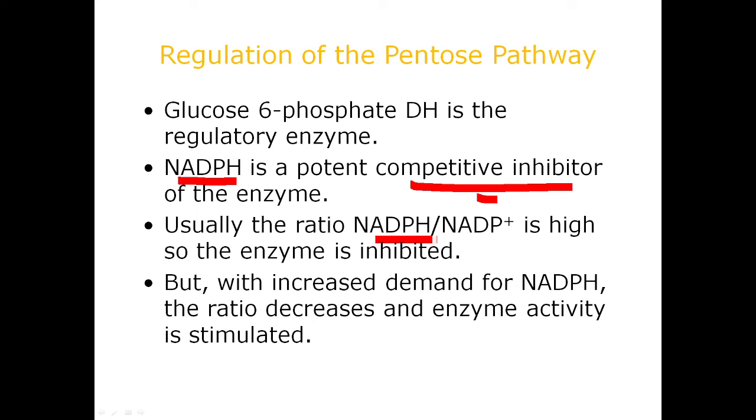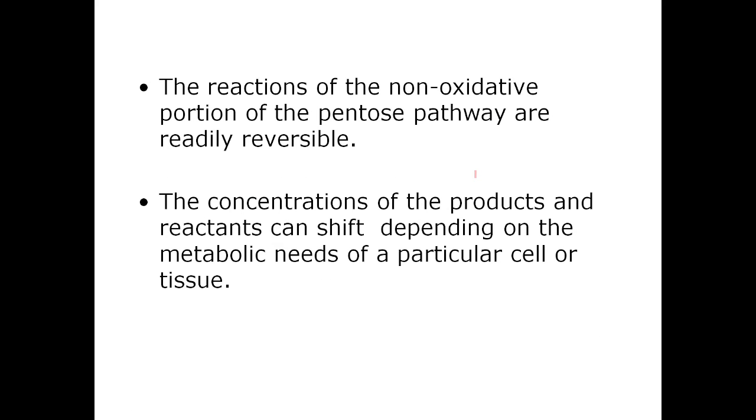Usually the ratio of NADPH to NADP plus is high when the enzyme is inhibited, but with the increased demand for NADPH, the ratio decreases. So whenever there is a demand for NADPH, this NADPH to NADP plus ratio decreases, and this glucose 6-phosphate dehydrogenase enzyme can get activated. Okay, so this is a regulatory enzyme.